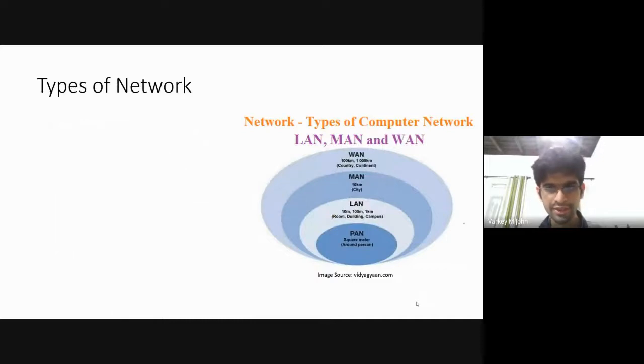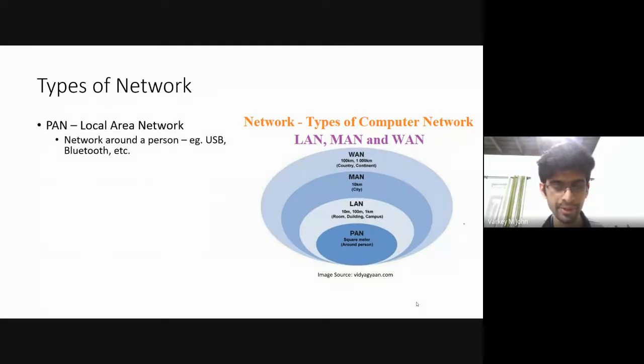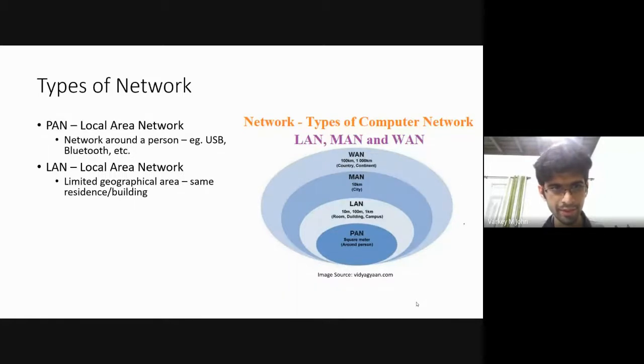So we'll start with the different types of networks. You have the PAN, the personal area network. It is basically USB or Bluetooth, so it's just around the person. Then you have a LAN, the local area network, which is limited to a geographical area, probably around your home or your office, a residence or a building.